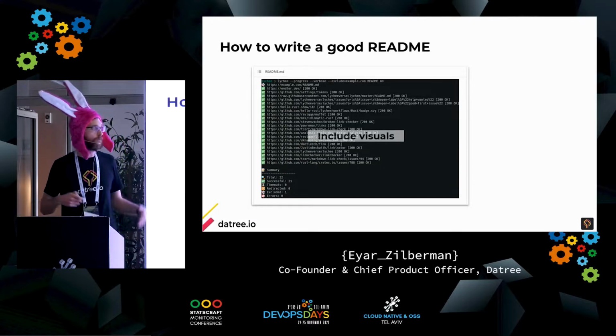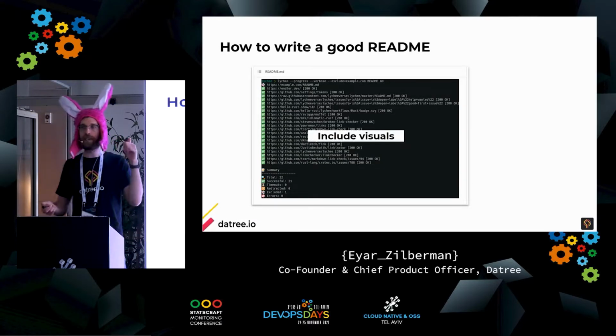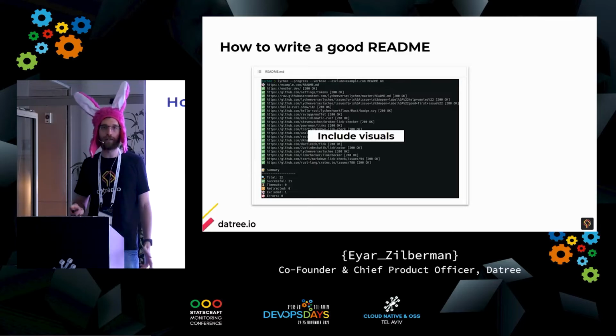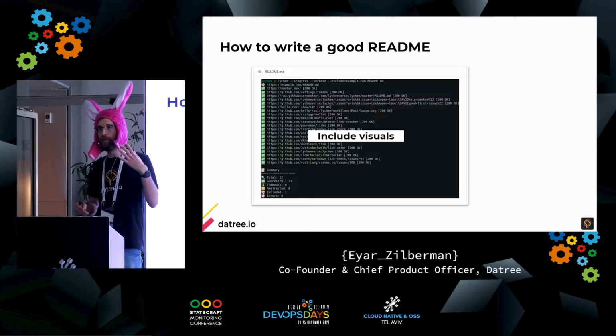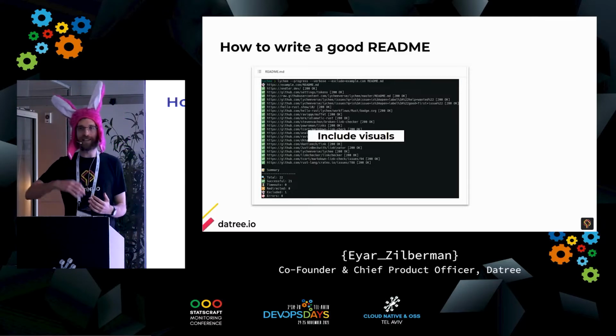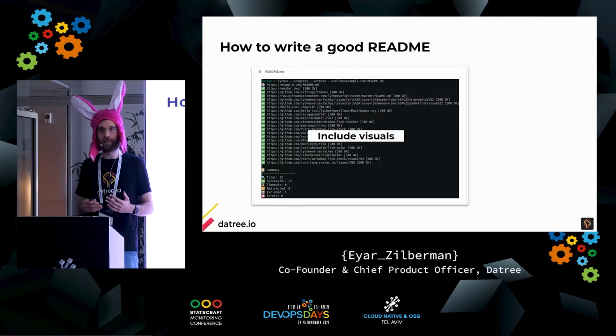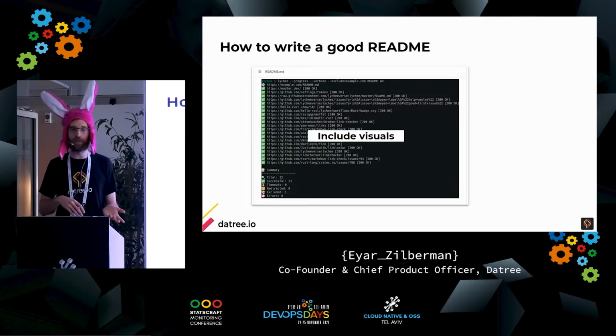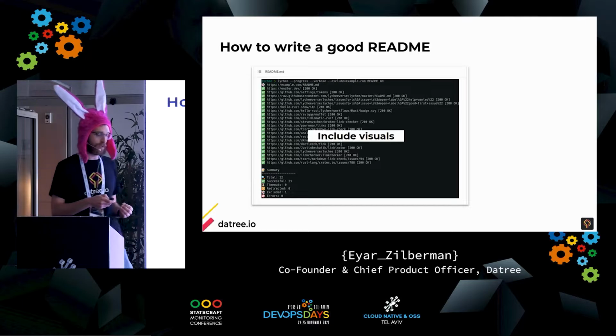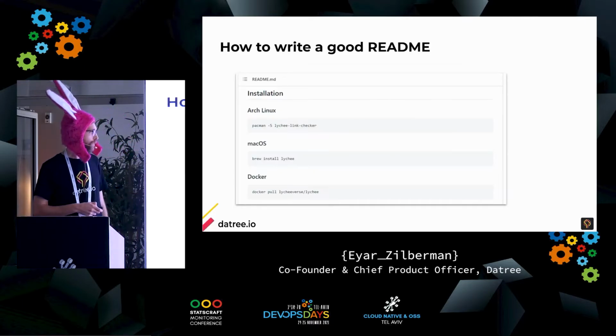Next thing, visuals. You can put GIFs, images, whatever you want. It's really important because when people come to the project, they skim it for 5 seconds when they decide if they want to use it and if they want to try it. So put visuals, but don't overcomplicate it.